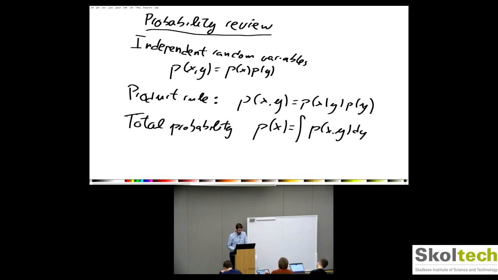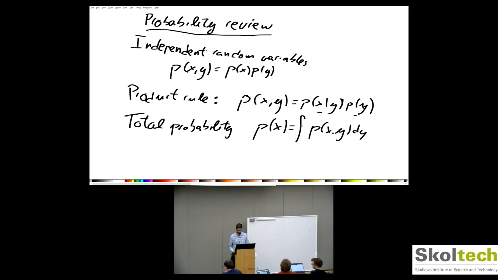So another important one is the product rule, right? If variables are not independent, then what we have basically is this kind of equality, right? We always know that the joint probability is going to be this: the probability of one of the variables conditioned by the other, multiplied by the probability of the second random variable. Okay, total probability. This is also very important, but you will see, don't worry.